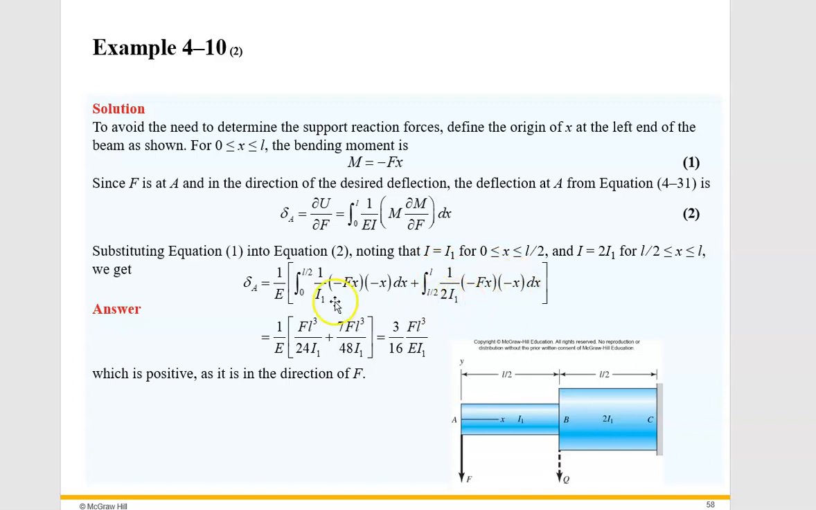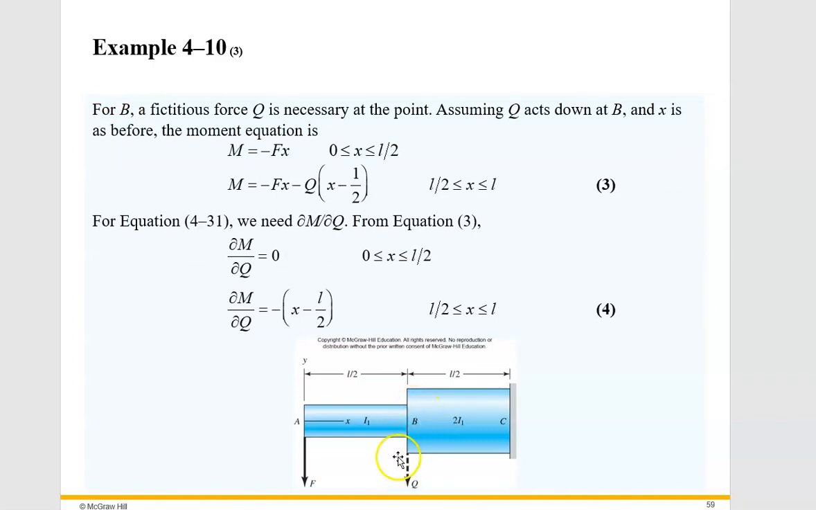What changes is our inertia. So here we have I1 and here we have 2I1, and now we can simply evaluate this for the deflection at A. The complication is the deflection at B. And what we'll look at here is, what if we apply a fictitious force Q, and when we're done applying it to our expressions, we'll recall that it's 0 and remove it from our final expression.